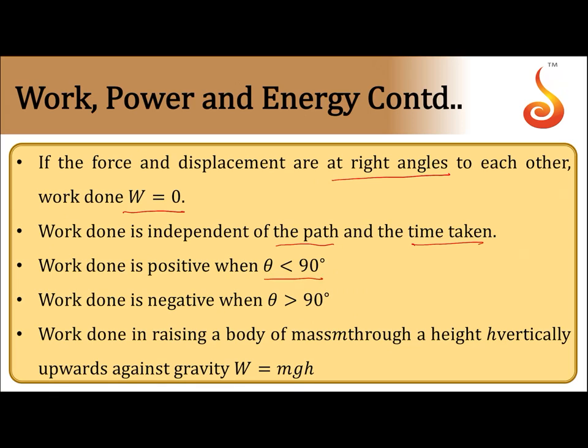When theta, the angle between force and displacement, is less than 90 degrees, then work done is positive. If the angle between force and displacement is greater than 90 degrees, work done will be negative. So work done can be negative, positive or even 0. So work done in raising a mass m through a height h vertically upwards against gravity without accelerating it is mgh. So this work done will be stored as potential energy.